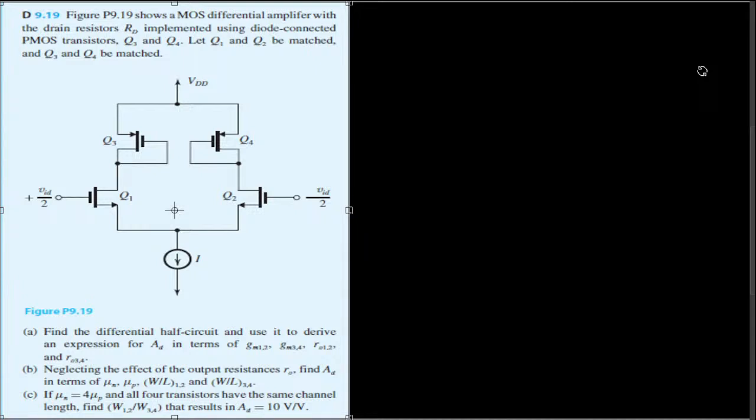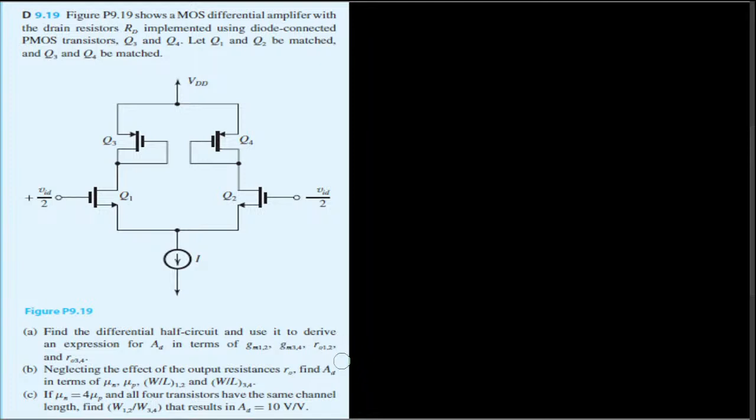In this video I'm just going to do the B part of this question. The A part I did in my previous video, you can watch that, but in this video we are just going to focus on the B part. In the B part, the question is asking, neglecting the effect of output resistance RO, find AD in terms of mu n and mu p, W over L 1 2 and W over L 3 4. Okay, AD is the gain.